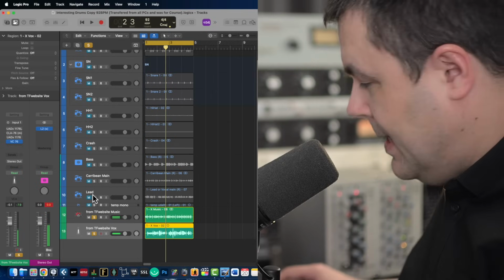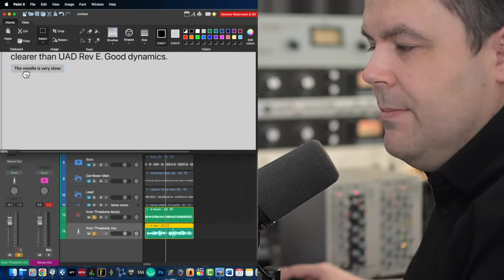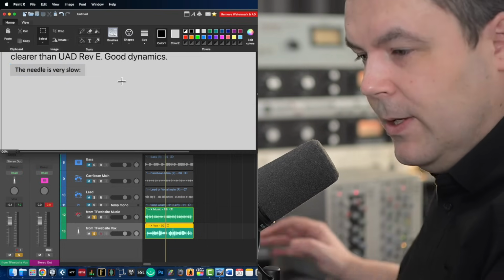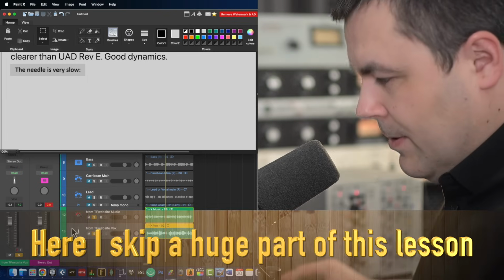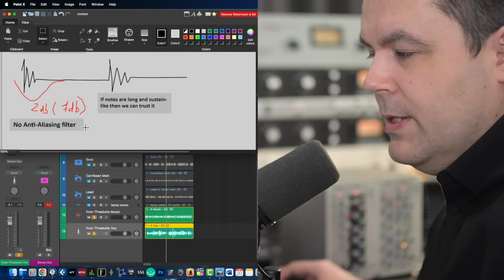To some extent, right? So, first problem, the needle is very slow. As I promised you, in this topic, we're not only gonna learn 1176 and everything, we're gonna learn a lot of subjects of audio production in parallel. Let's learn this thing. As Softube created this plugin for Native Instruments many years ago, they didn't update it.